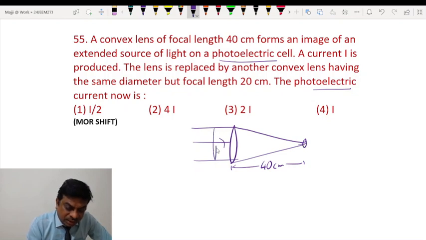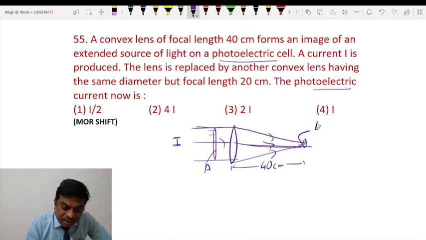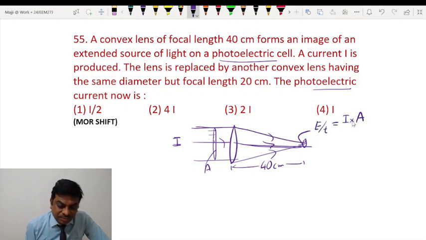So whatever light is coming in this area, suppose the intensity of light is I and the area of the lens is A, then the amount of light incident per unit time, that is the energy incident per unit time, will be intensity multiplied by area. So that is the rate at which energy is incident per unit time. On that basis, proportionately the number of photoelectrons will be ejected.